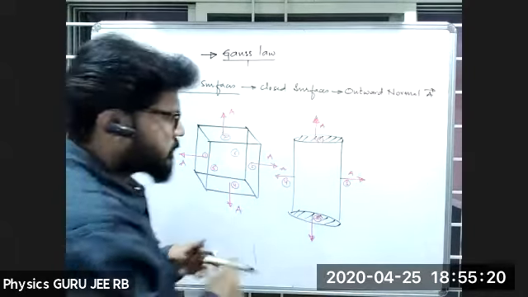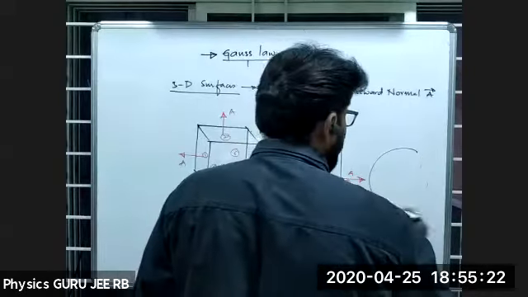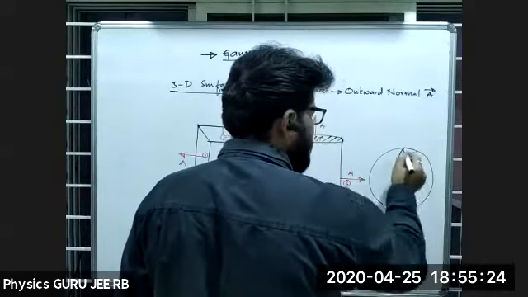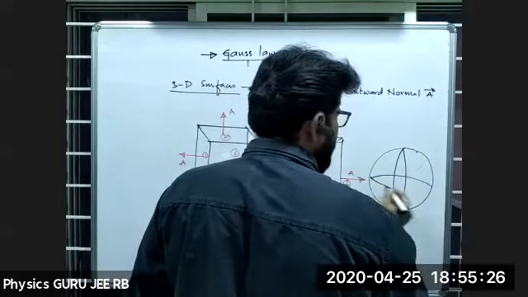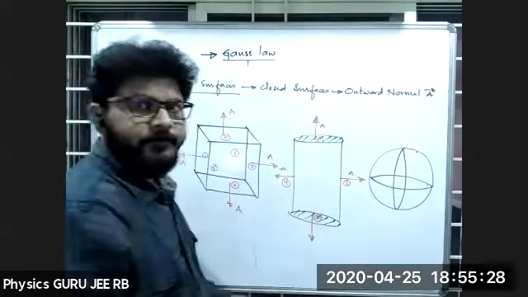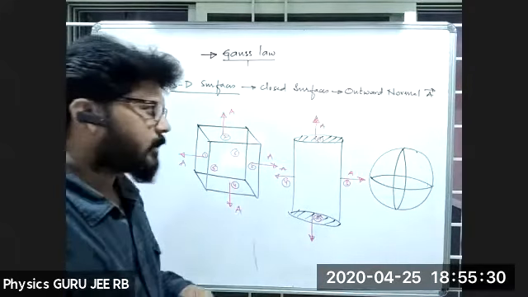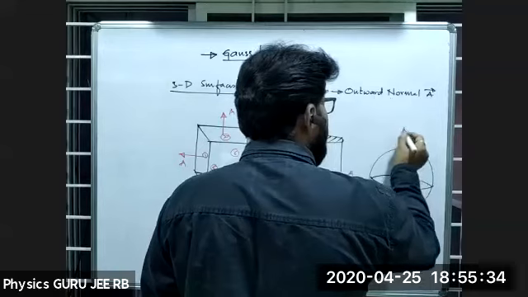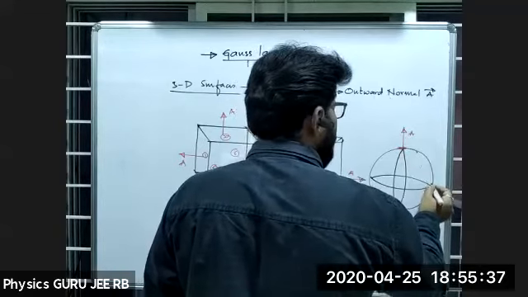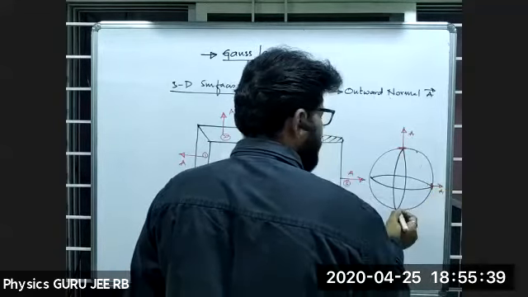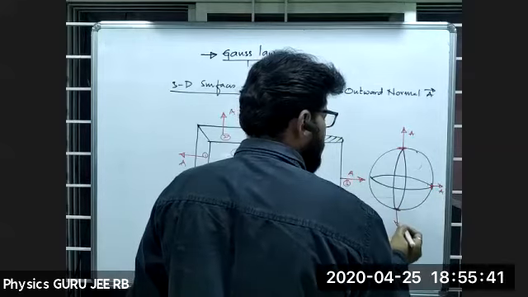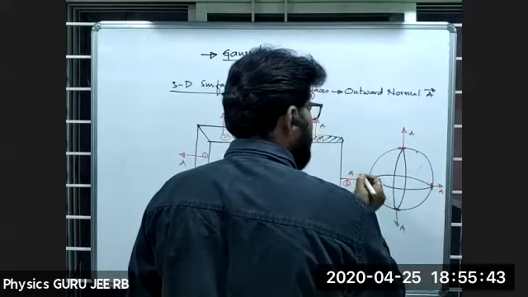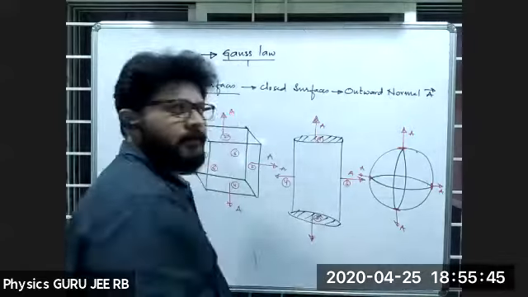Fine. If I take a sphere, it's nothing but a sphere. Again, the direction of the area vector at any point you can draw like this, in all directions, 1, 2, 3, 4.